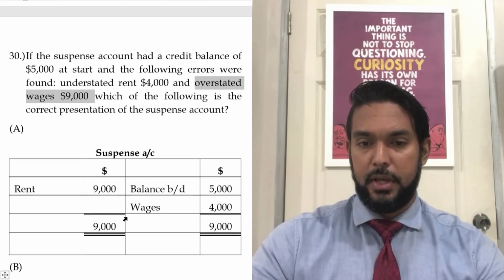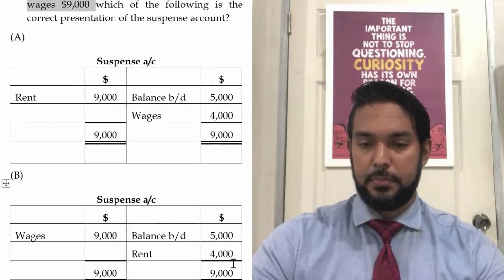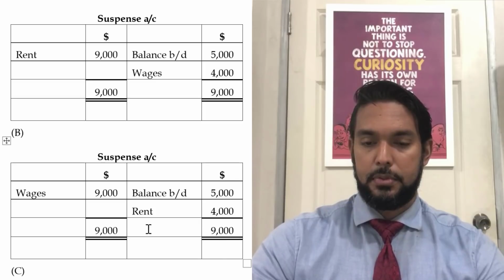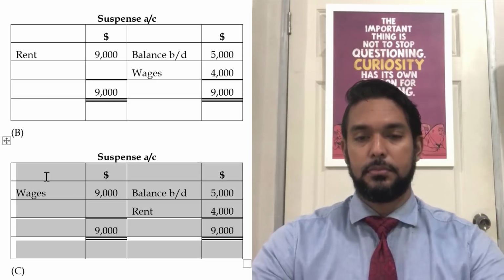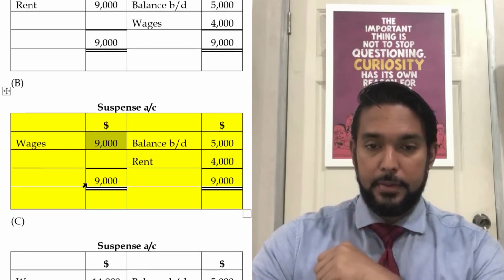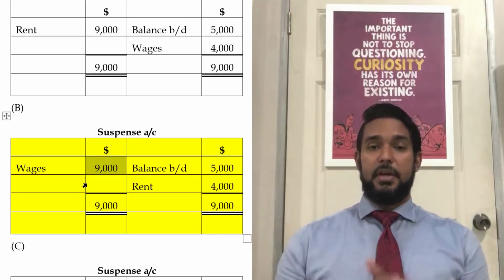So yeah, I think it looks like option B. Okay. All right, guys, so there you have it. Those are 30 questions on errors.